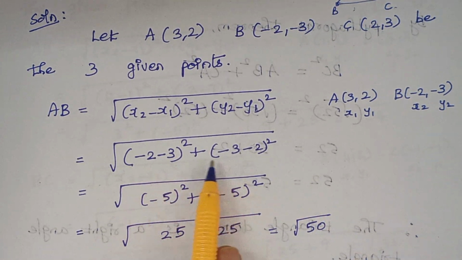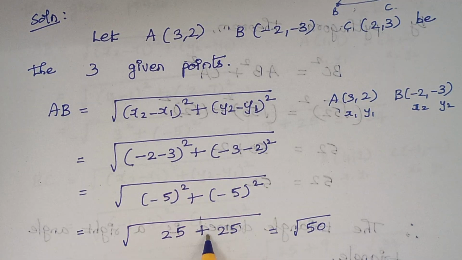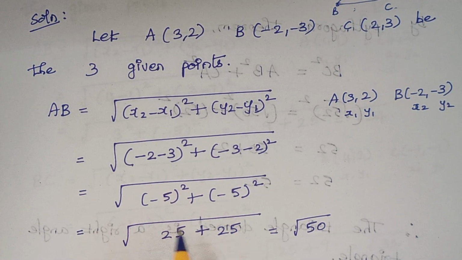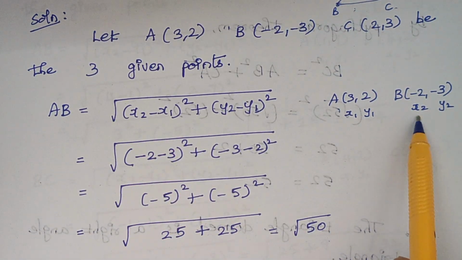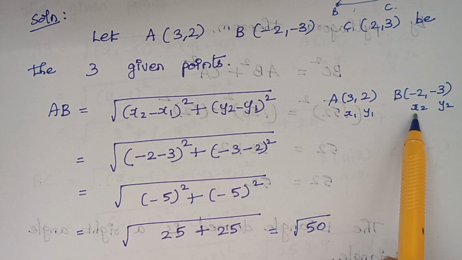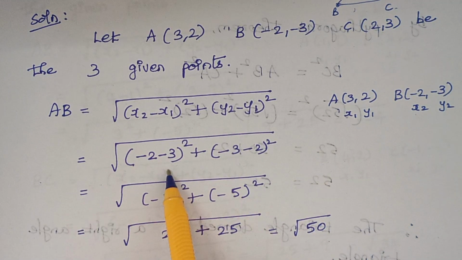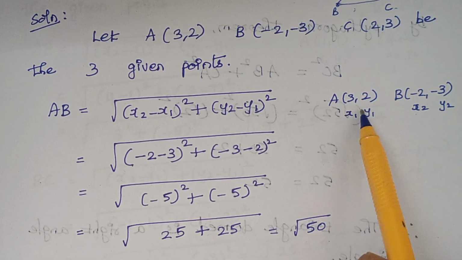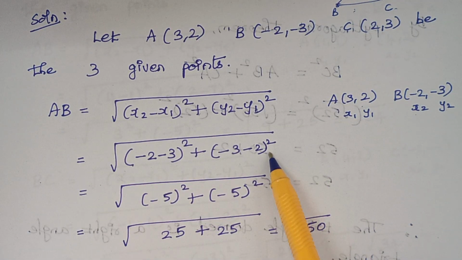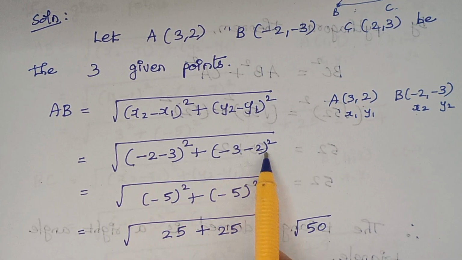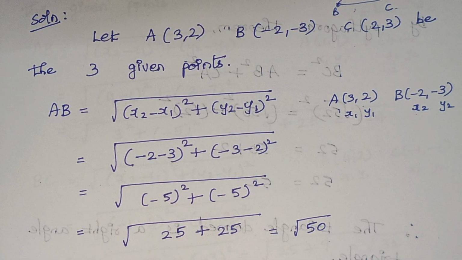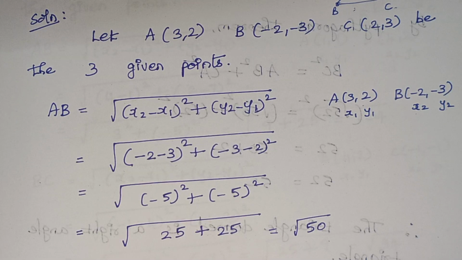Once you substitute the values and simplify, you see the value of AB is found to be square root of 50, right? Because x2 minus x1, x2 is minus 2, so (minus 2 minus 3) whole square plus (minus 3 minus 2) the whole square. Minus 2 minus 3 becomes minus 5. Here also the same. And finally we got the answer as square root of 50.